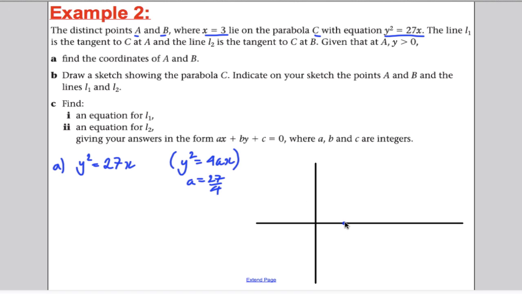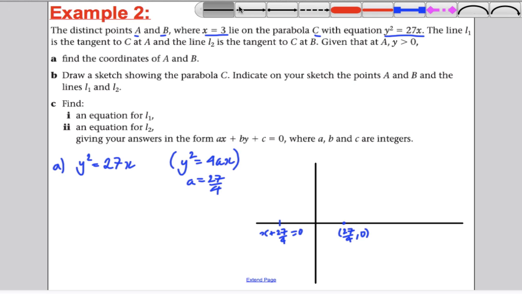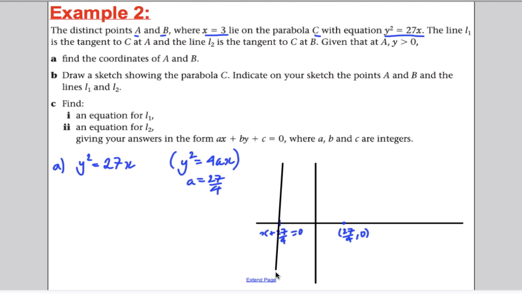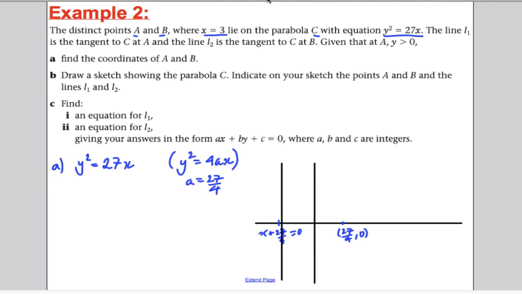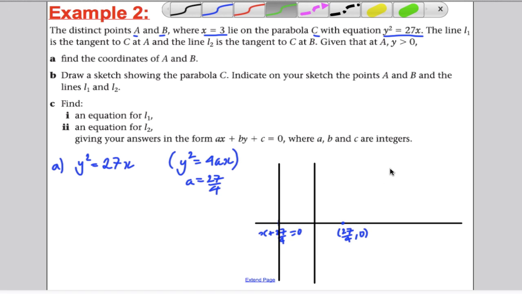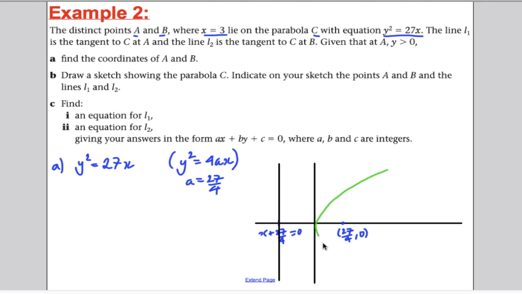Okay, so you've got the key point here, (27 over 4, 0), and this is the line x plus 27 over 4 equals 0. Now, we don't know if we're going to need those yet, but we might as well draw them in. It doesn't take much work to draw them in. And the parabola will look something like this. Okay, so that would be y squared is 27x.